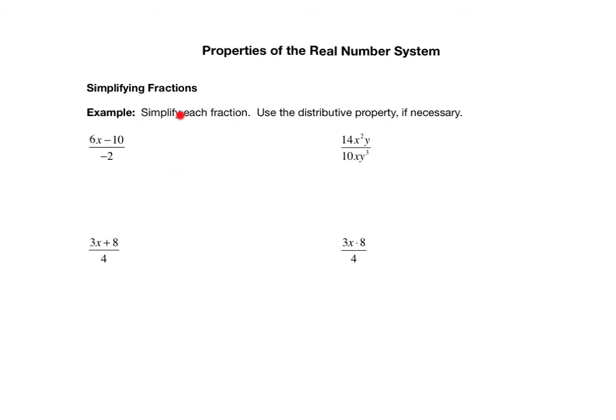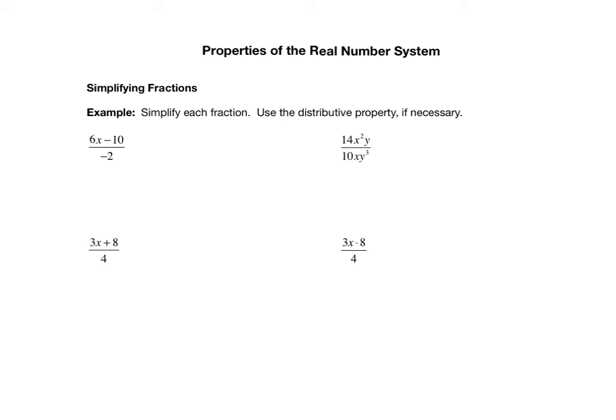We want to simplify these fractions. We want to use the distributive property if necessary. So for some of these, the distributive property is needed. For some of them, you wouldn't use the distributive property. So the way you can tell, based on what we saw in the previous problem, is if you have a sum or a difference in the numerator, then we need to use the distributive property to have the denominator divided into each term of the numerator.